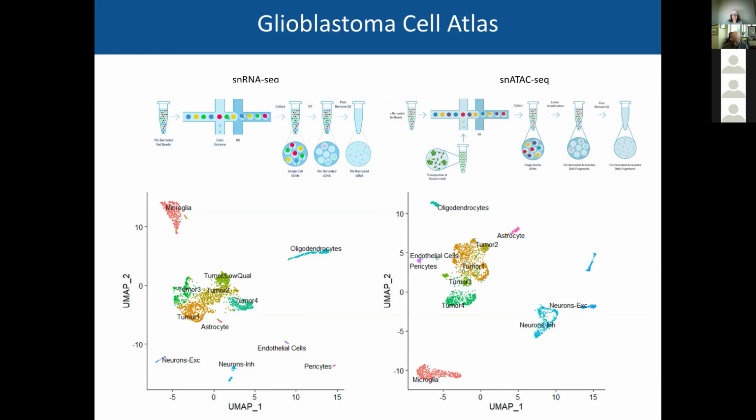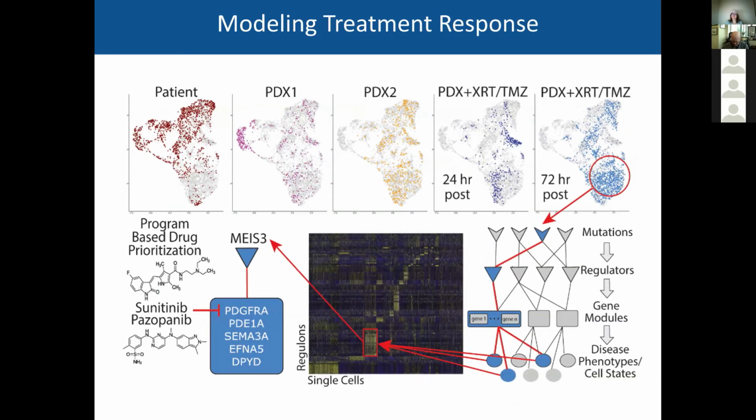The next thing that we're interested in doing is trying to understand how these cell states change over time, and in particular with response to treatment. So this is an example of an experiment where we took a patient sample, we profiled it using the single cell techniques I just outlined. We then made patient-derived xenografts out of this patient's tumor cells. These xenografts we then subjected to standard of care therapy, including radiation and temozolomide.